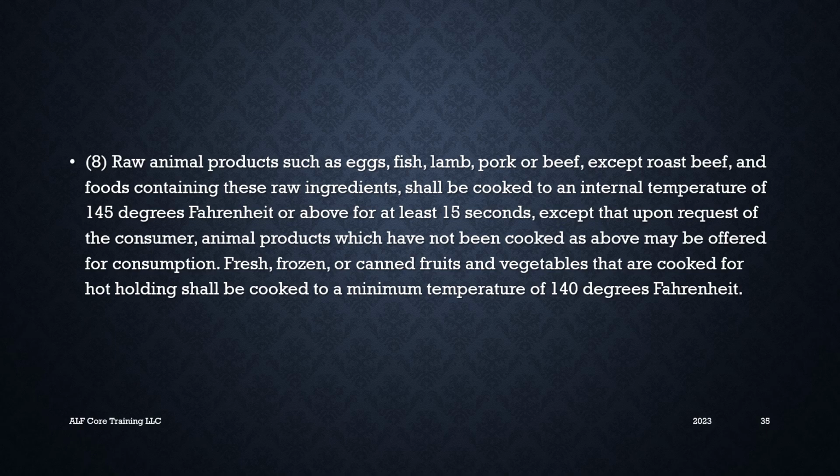Raw animal products such as eggs, fish, lamb, pork, or beef, except roast beef, and foods containing these raw ingredients shall be cooked to an internal temperature of 145 degrees Fahrenheit or above for at least 15 seconds, except that upon request of the consumer, animal products which have not been cooked as above may be offered for consumption. Fresh, frozen, or canned fruits and vegetables that are cooked for hot holding shall be cooked to a minimum temperature of 140 degrees Fahrenheit.